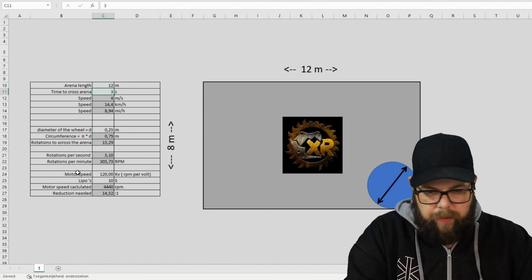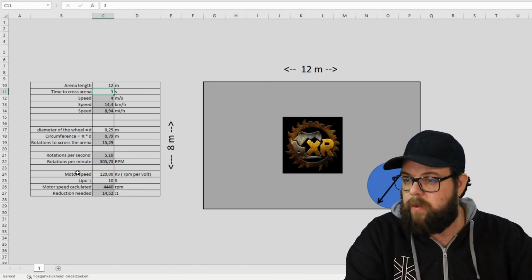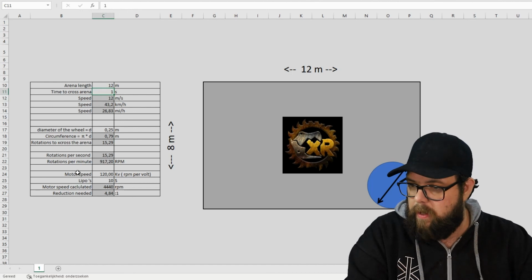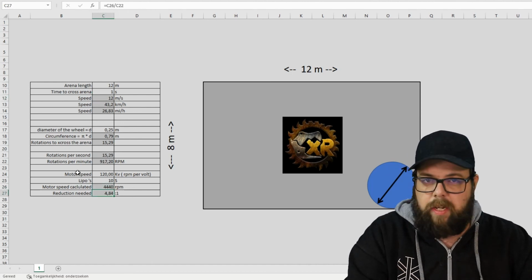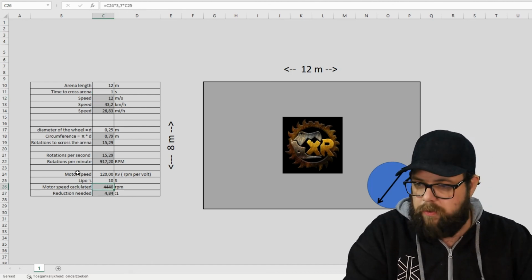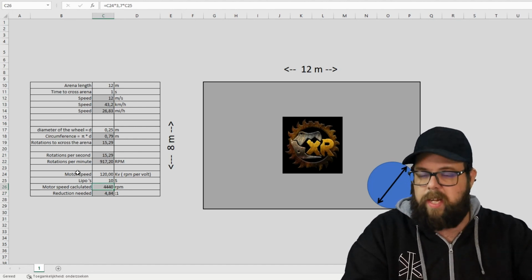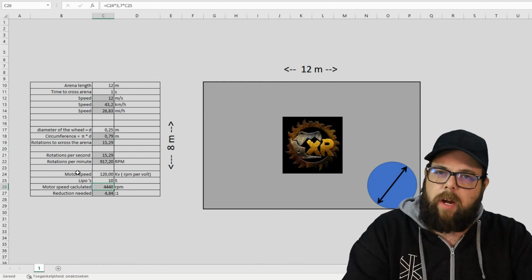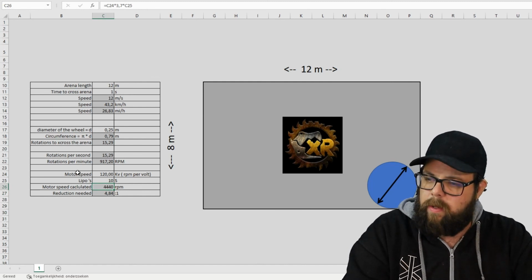Same for speed. If I want to go from one side of the arena in Hypershock style in 1 second to the other side, well, we need a really low gear reduction. This is important. You can't just use any gear reduction. Your motor has to have enough power for it, but we'll cover that in the next video.